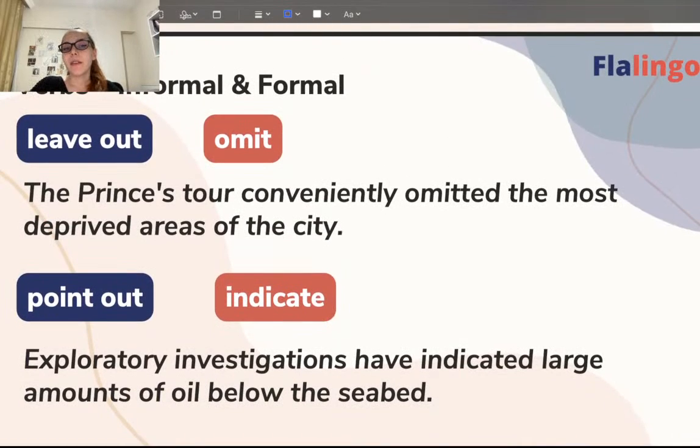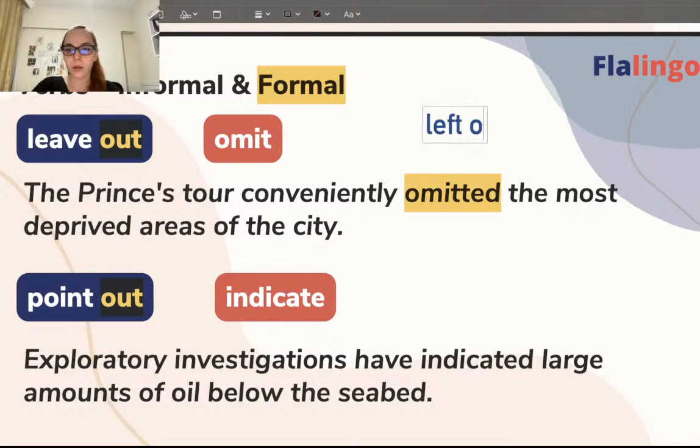We can say leave out, point out. As you can see, out, in, lots of phrasal verbs. And those are informal, so let's make them formal. Omit and indicate. The princess tour conveniently omitted the most deprived areas of the city. Conveniently left out.